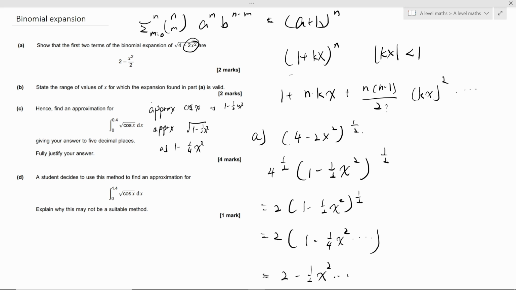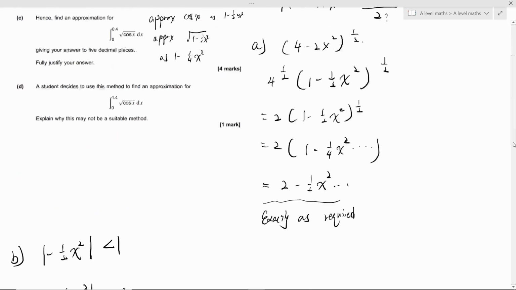We do not talk about how precise the approximation 1 minus half x squared is to cos x here, but we do know that for approximating the square root of 1 minus half x squared, you need to be within the square root of 2, right? And we know that 1.4, well, even though 1.4 is slightly inside, because the square root of 2 is 1.414, 1.4 is really close to the square root of 2, right?